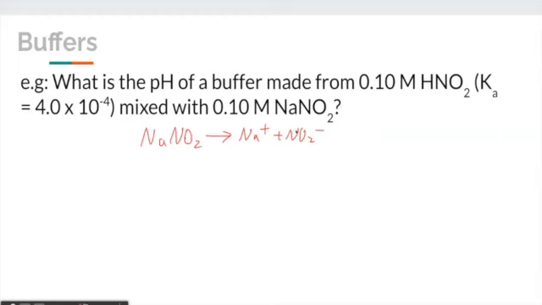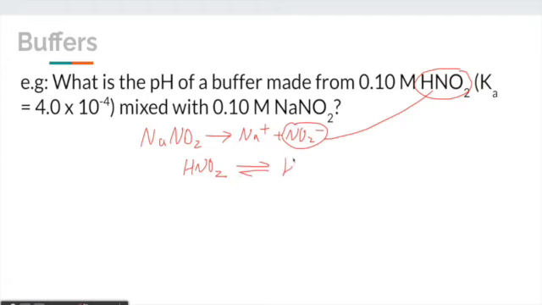So that means we're going to have this ion present, and we're also going to have this acid present. Well, this is the conjugate base of that acid. So now we have just created a mixture that has an acid and its conjugate base, and that's a buffer. Okay, so what is the pH going to be? Let's set up an ICE chart to analyze this. So we have HNO2.